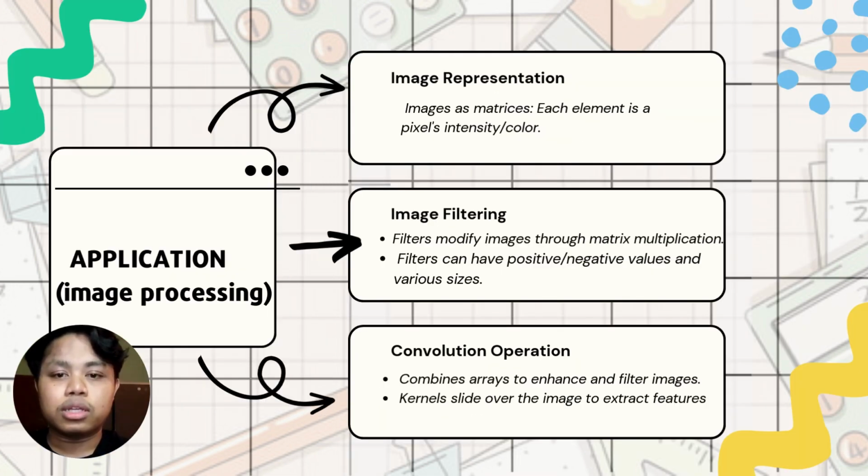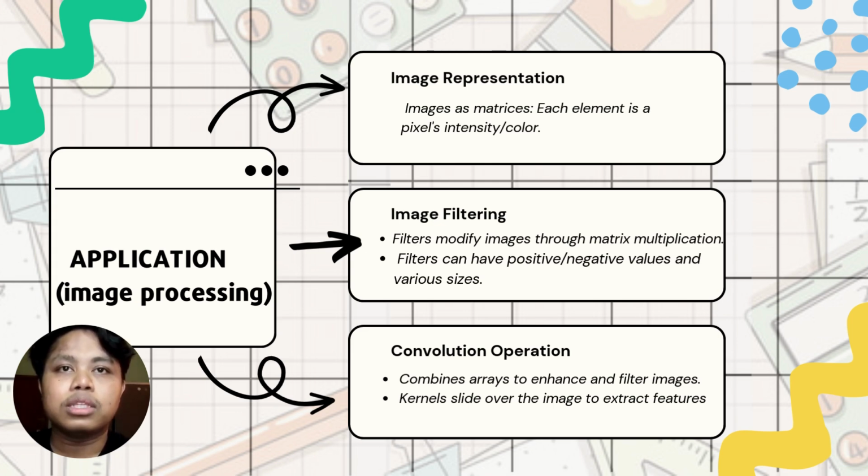For the next one is application. The application we use is image processing. We have 3 points. The first point is image representation. An image as a matrix, where each element is a pixel, intensity or color.